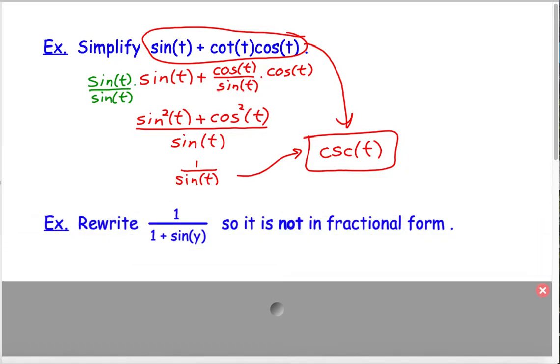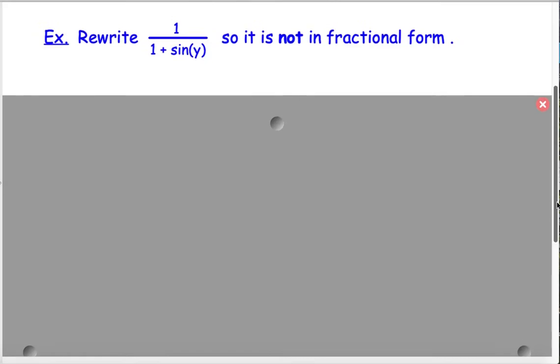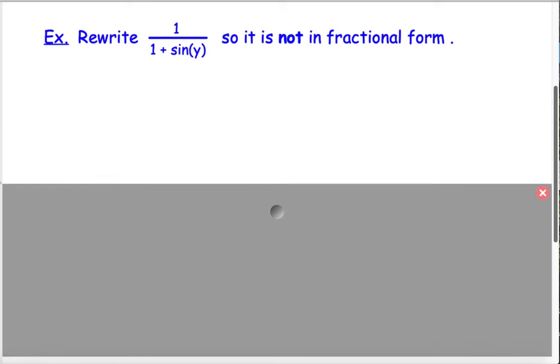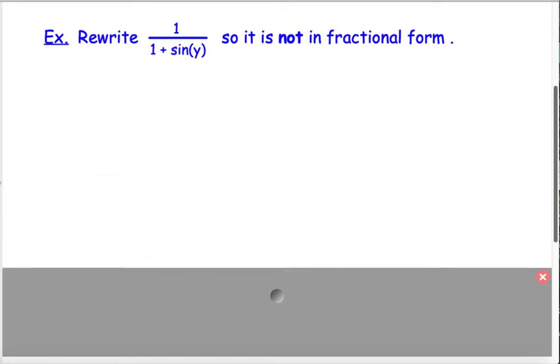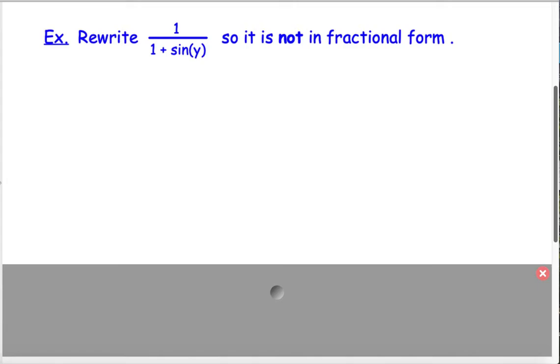All right, let's look at a different type of problem. Rewrite 1 over 1 plus sine of y so it's not in fractional form. So we have to think back to algebra, and when did we deal with stuff that had fractions? And so you may recall sometimes when we were trying to get rid of square roots in the denominator, we'd multiply by the conjugate. Well, let's try that here. Let's multiply this by 1 minus sine of y over 1 minus sine of y.